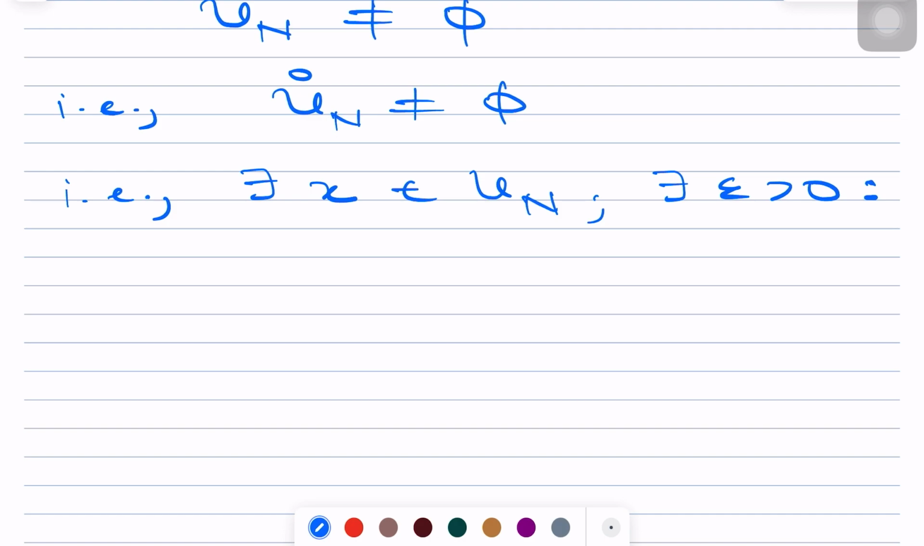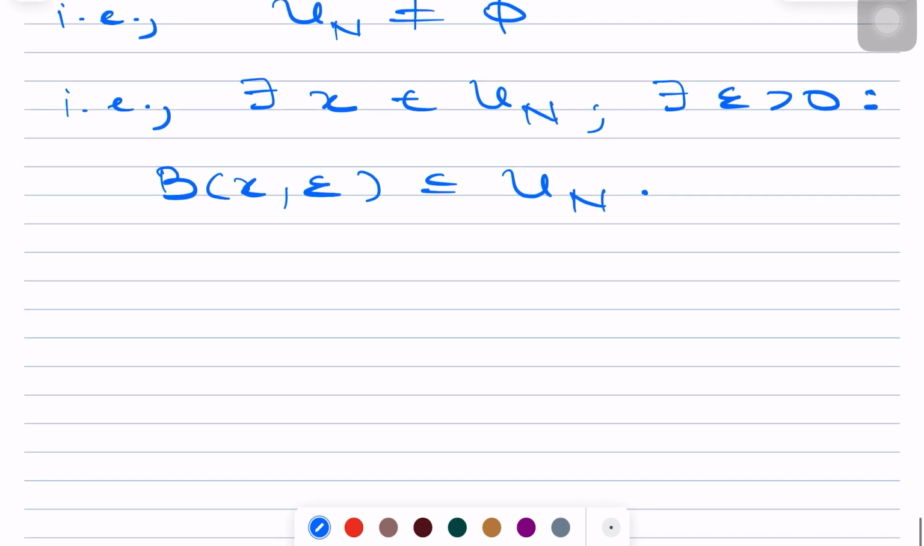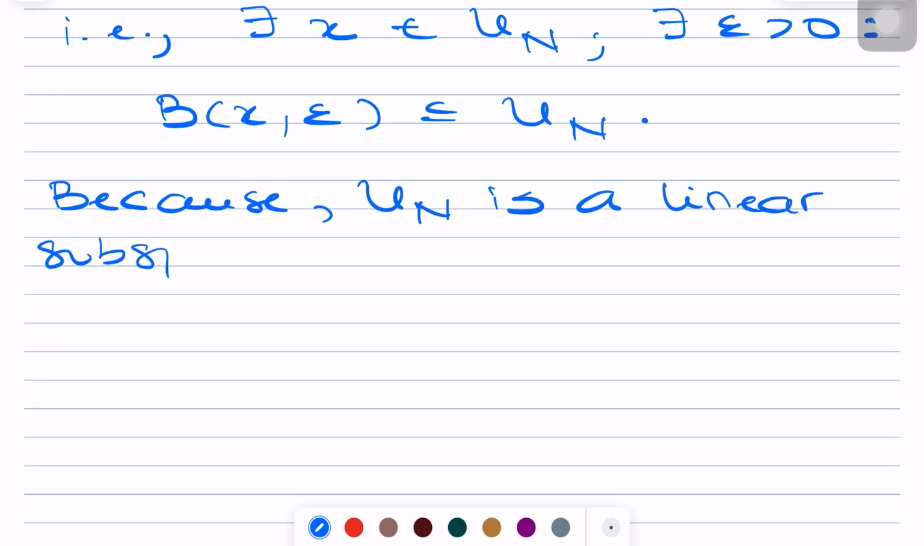X being now in the interior of U_N means that there is an epsilon ball around x that is contained in U_N. So the ball centered at x and radius epsilon is contained in U_N, right? Now, because U_N is a linear subspace, right? It is stable under translation.